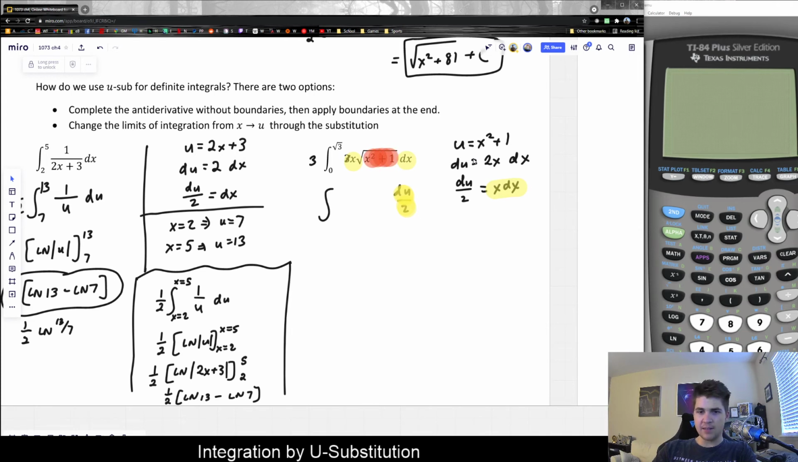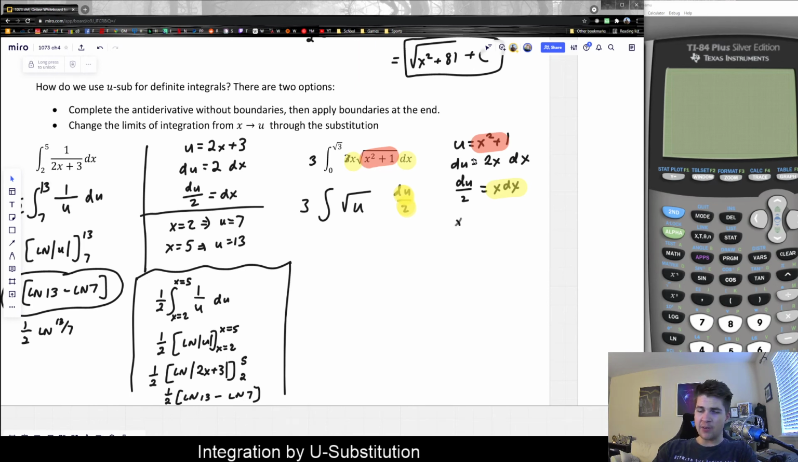Oops, sorry, that's a little bit crazy looking. And that's just going to be the square root of u on the inside. And I had the 3 that I pulled out front. And again, how I like to do it is I like to change the boundaries just so my whole integral is in terms of u. And if you do this, then you don't have to resub. It's just a simple change in numbers, and we're good to go.